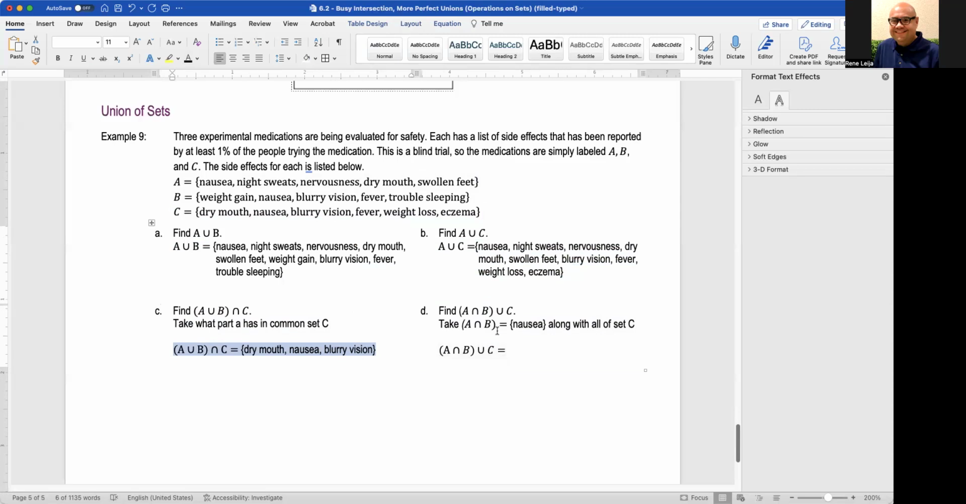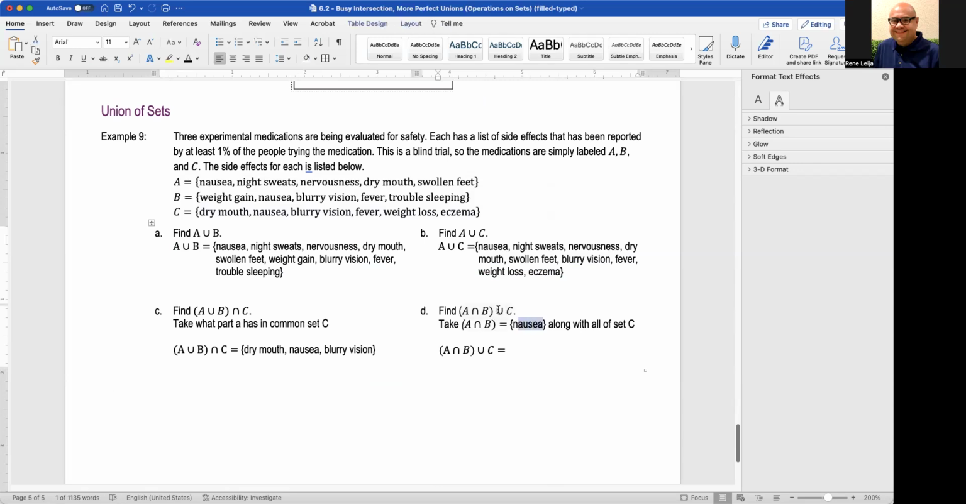Okay. Now, this one, they want you to find A intersect B, union C. So first, you're going to take the intersection of A and B. So if you look at the side effects for A and B, it's the intersection. So what do they have in common? So they both have nausea. This has night sweats, but there are no night sweats for B. This has nervousness. There's no nervousness in B. Dry mouth, no dry mouth in B. Swollen feet, nope, no swollen feet in B. So the only thing that they have in common is nausea.